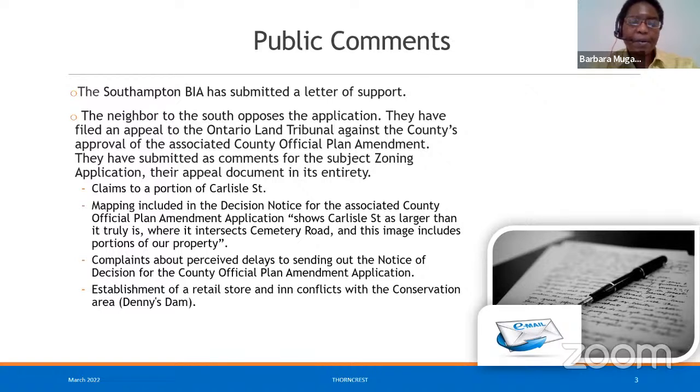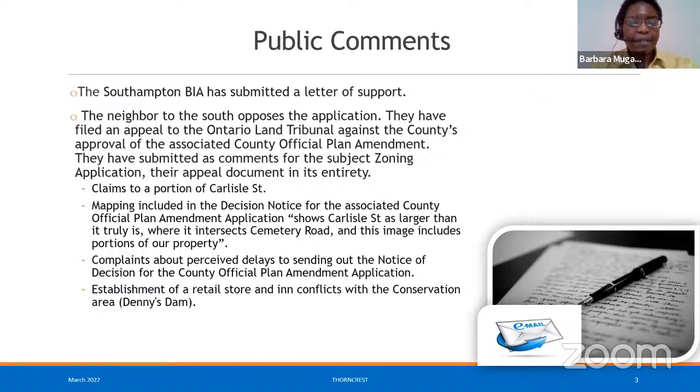This neighbor opposes this application. They've appealed to the Ontario Land Tribunal against the county's approval of the associated county official plan amendment. They have submitted as comments for this zoning application their appeal document in its entirety. So I included that in the staff report.